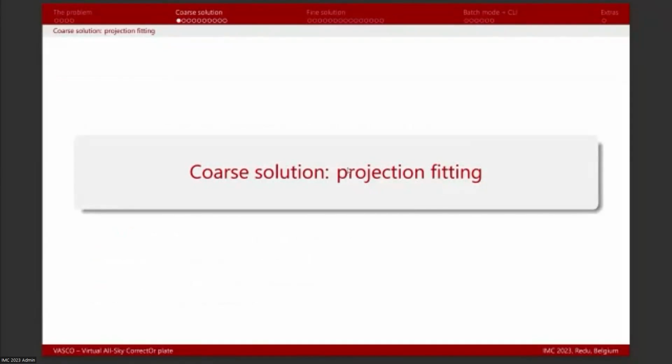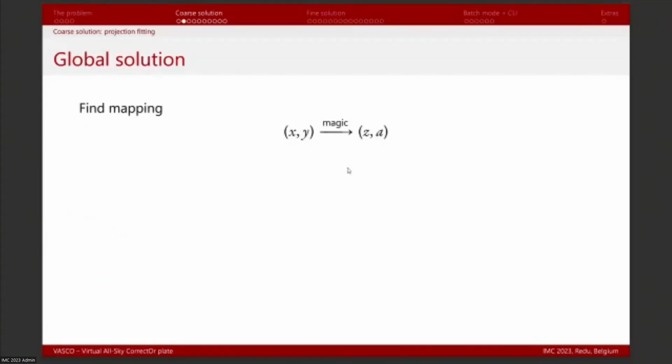The common coarse solution to this problem is a parametric method. We will be trying to fit some sort of projection, which is basically a mapping from X and Y, the coordinates on the sensor. By use of some black magic, we try to transform this into the zenith distance of the meteor or the star and its azimuth in the sky.